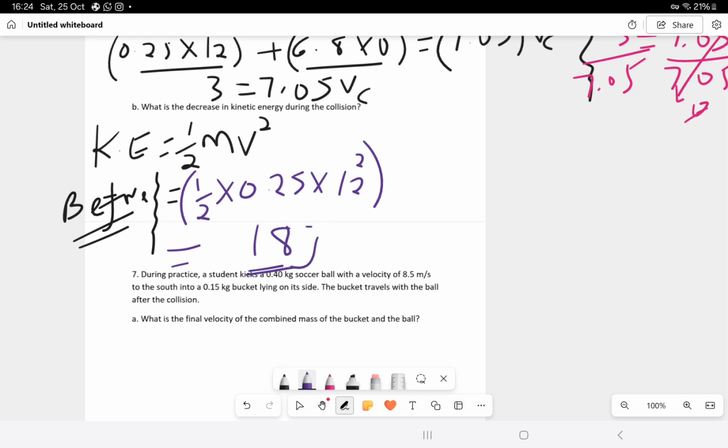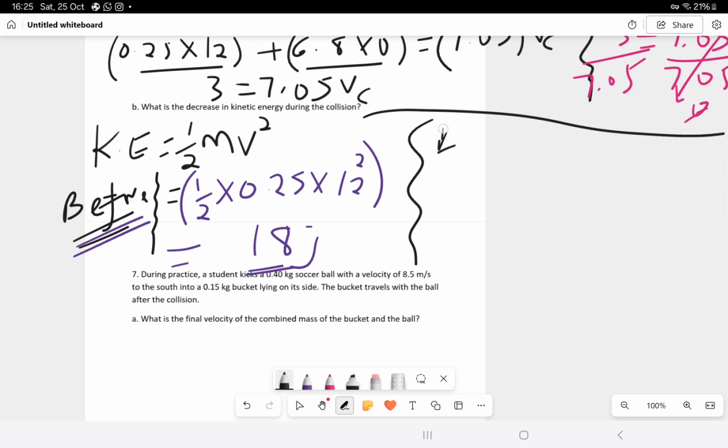After getting 18 joules, that is now before collision. We need also to calculate the kinetic energy after collision. I'll say again, after collision, it is a half times what is the mass now? 7.05, times the velocity, which is 0.426 squared.